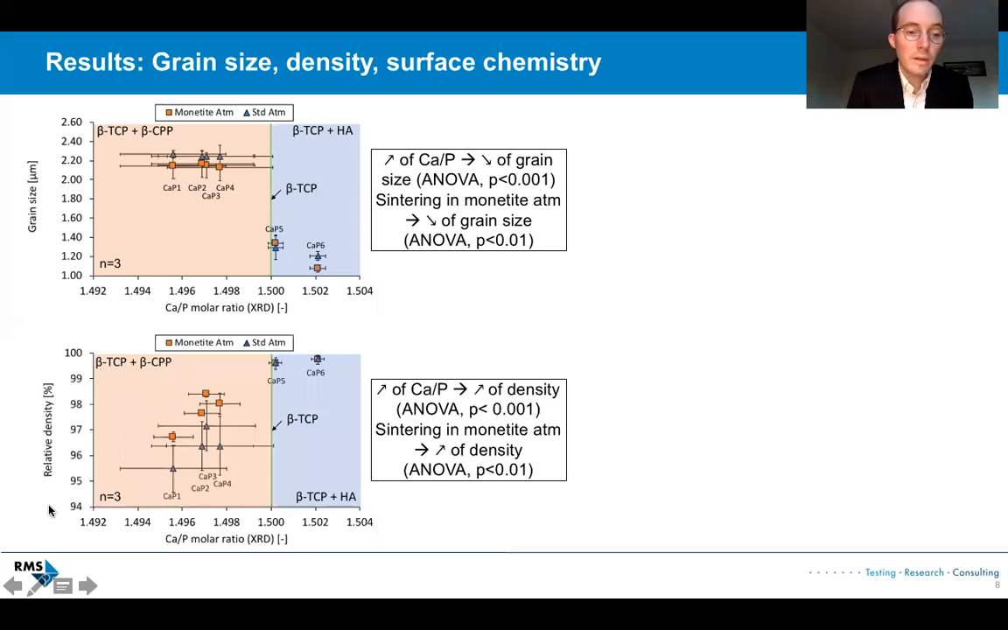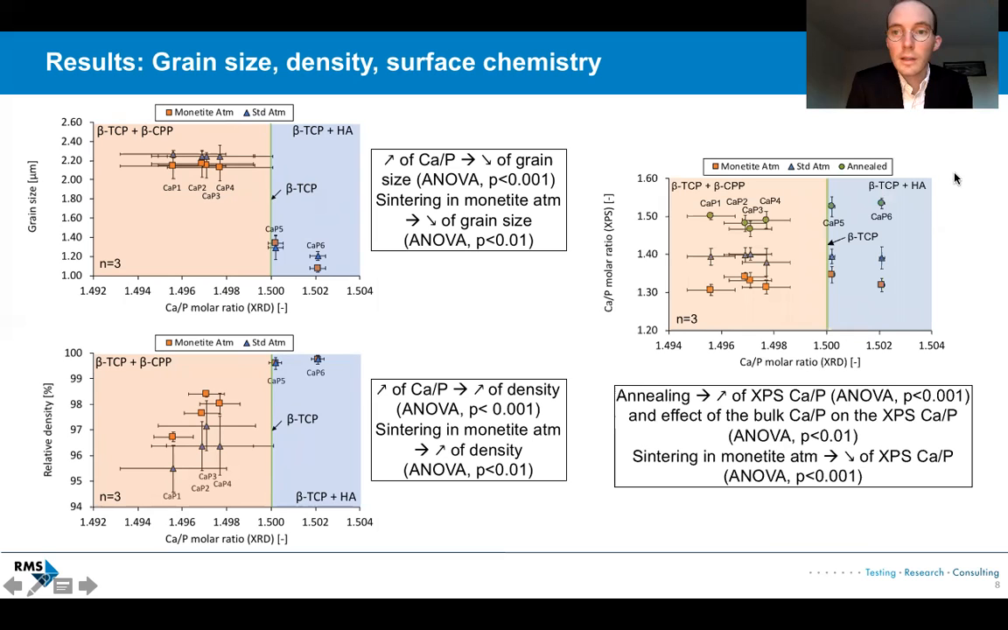Conversely, the relative density increased significantly with the bulk calcium over phosphate molar ratio, and sintering the cylinders in the monetite-rich atmosphere significantly increased the relative density of the cylinders. These two results are important because they suggest that the bulk calcium over phosphate molar ratio and the sintering atmosphere both influence the sinterability of the cylinders.